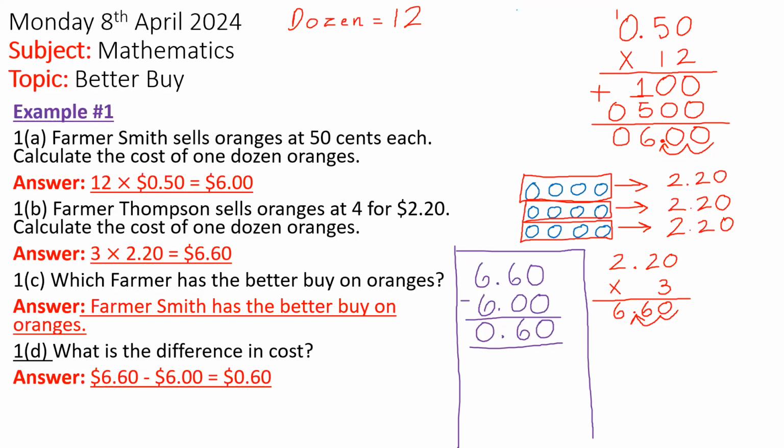Then for C, it says which farmer has the better buy on oranges. The farmer with the better buy on oranges is Farmer Smith, because his oranges are 60 cents cheaper than Farmer Thompson's. And 1D says what's the difference in cost? The difference in cost is 60 cents. So you're just subtracting $6.60 and $6, which will end up with 60 cents. Thank you.